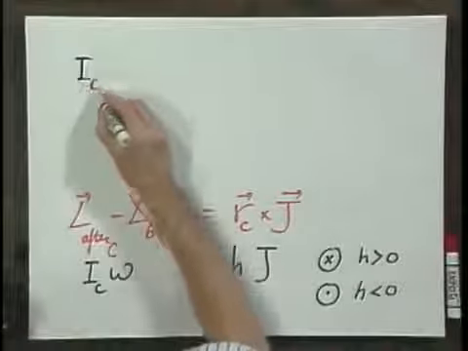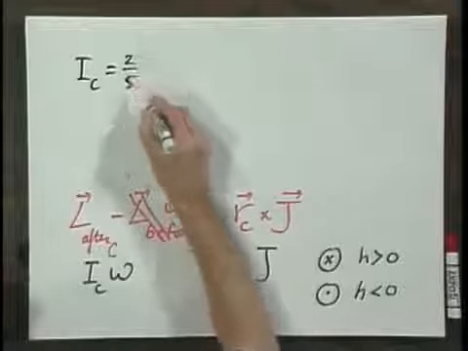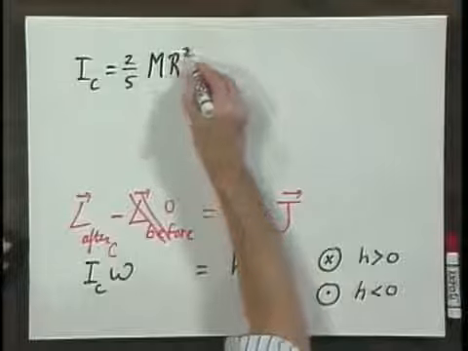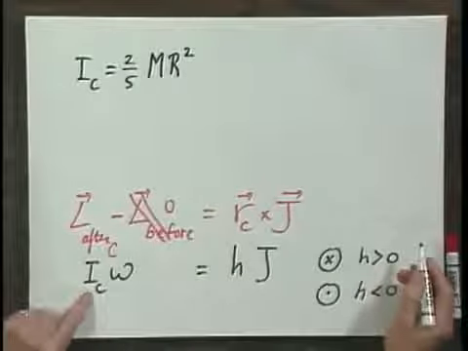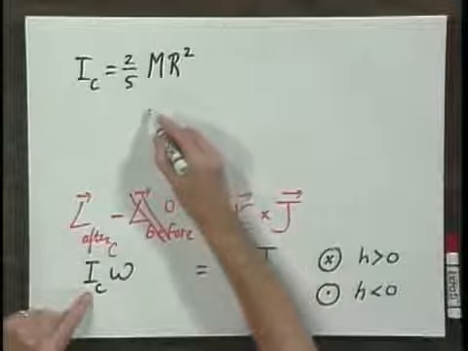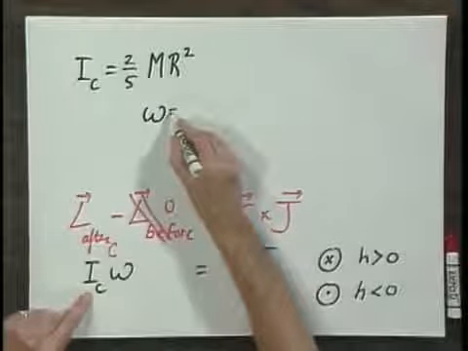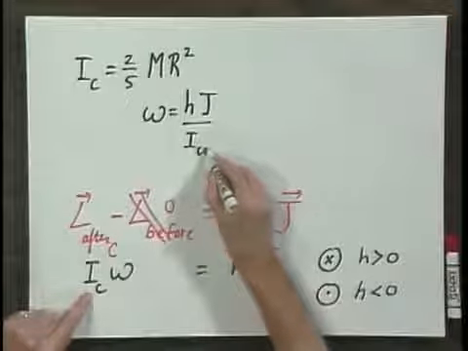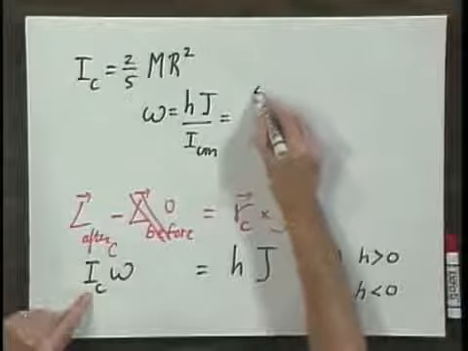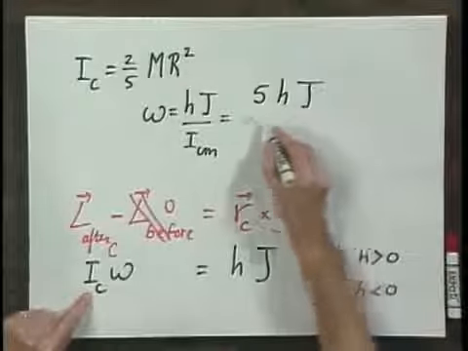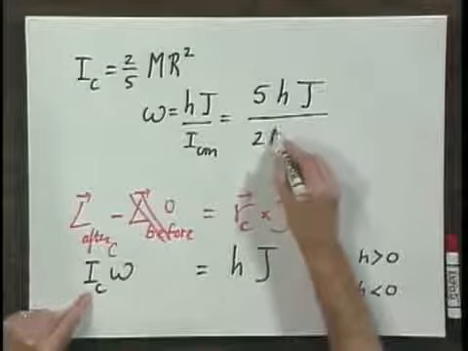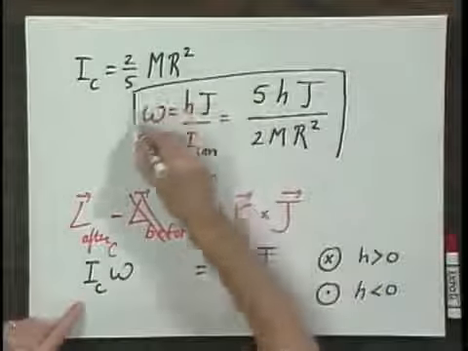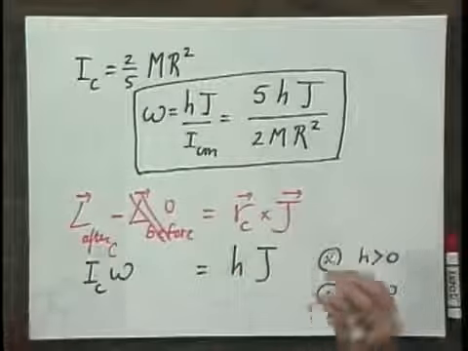The moment of inertia about point C of a solid sphere with uniform mass distribution equals 2/5 m r squared. If I substitute that in here, I find immediately that omega equals h J divided by I center of mass, and that becomes 5 times h times J divided by 2 m r squared. And this is my answer for the angular velocity after the impulse.